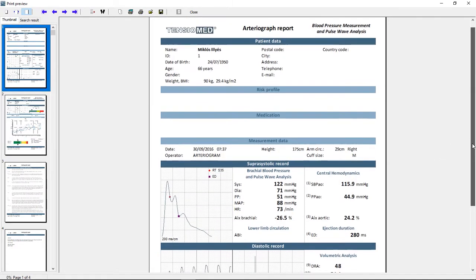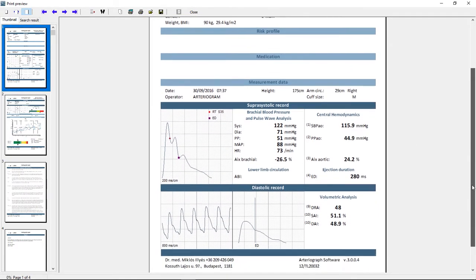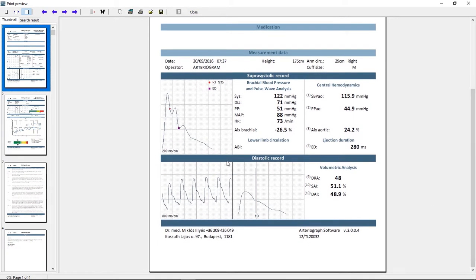If we go to the so-called volumetric analysis of the report, called the diastolic record, we call it diastolic because the pressure curves are obtained during the diastolic pressure filled up and pressurized cuff pressure. So when we pressurize the cuff, pumping to the diastolic pressure, we can obtain such kind of pressure curves.